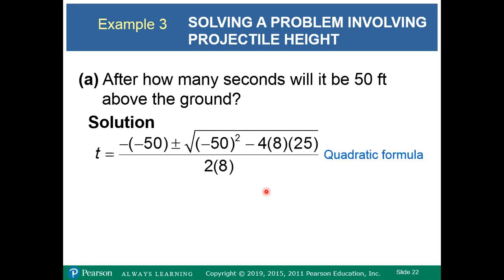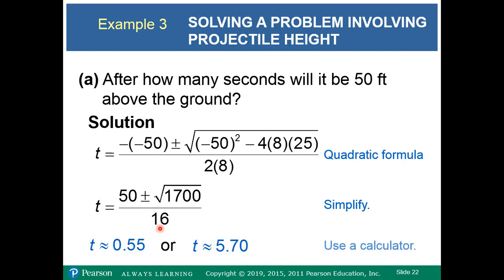It doesn't factor easily, so we're going to use the quadratic formula. We plug in our a, b, and c, carefully make sure you do it correctly, and use your calculator, and it reduces to this. When it comes to application type problems like this, we want to use our calculator because we want an approximate answer. We get 2 answers in this case, and the reason is because this is positive. So we get t equals 0.55 seconds and t equals 5.7 seconds.